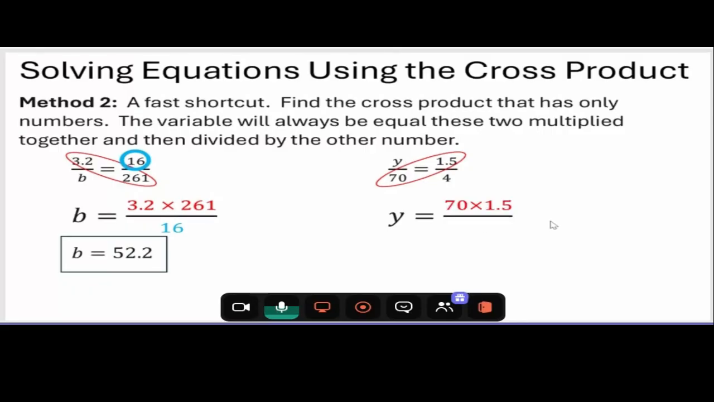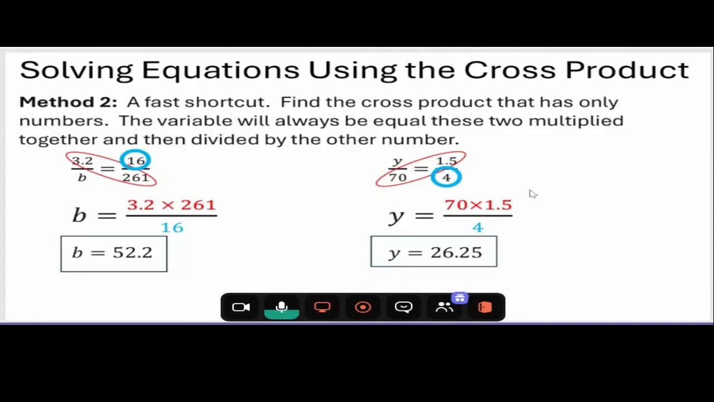So we multiply the pair that has only numbers. Then we take the other number and divide by it. Into your calculator, 26.25 is what y is going to equal. And that is the same number we would get if we cross-multiplied and solved the way we were doing the previous questions. Now, if you don't like this shortcut, if you liked the cross-multiplying and you just felt more comfortable with it, that's totally fine. You don't have to use this shortcut. It's just a quick little way that will solve these equations. Again, only in the situation where you have a single fraction on each side of an equal sign. That is the only time this works.